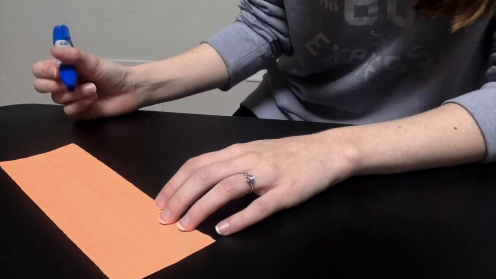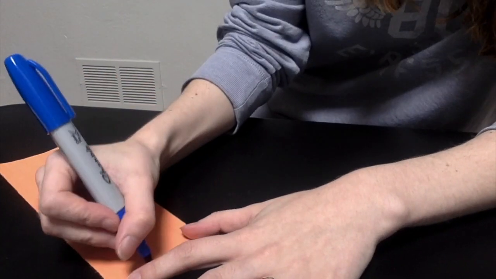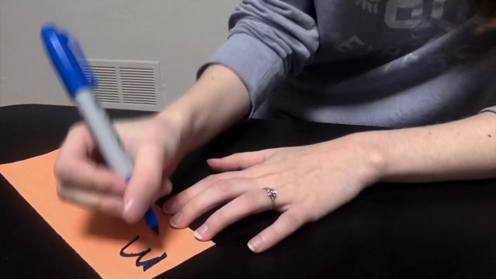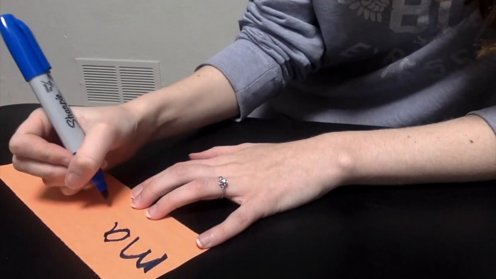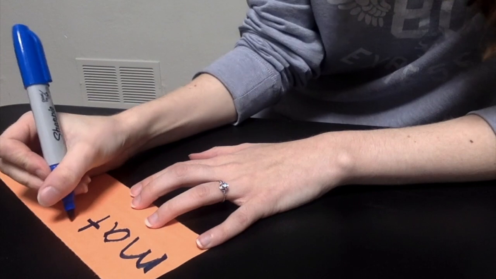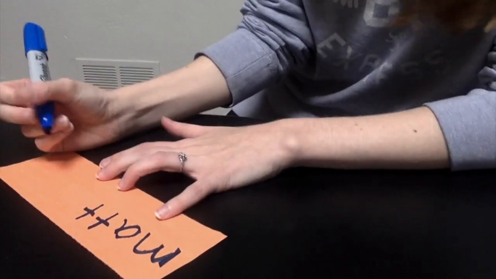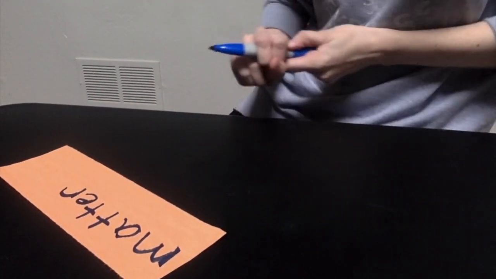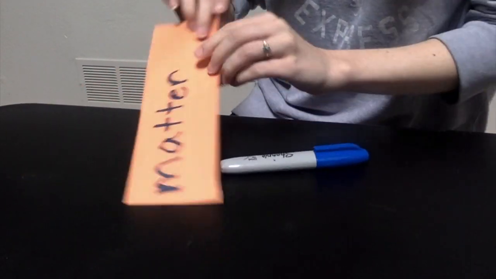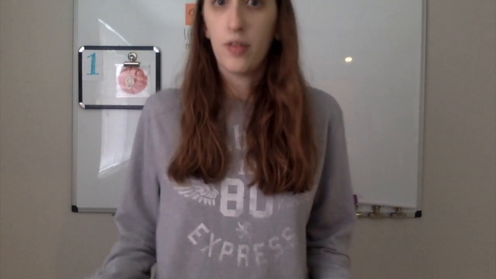This is the word matter. Matter. Let's spell it. M-A-T-T-E-R. Mat, T, and this one has 2 T's. E-R. Matter. Here's that word. Matter. So what is matter? Where do you find it?